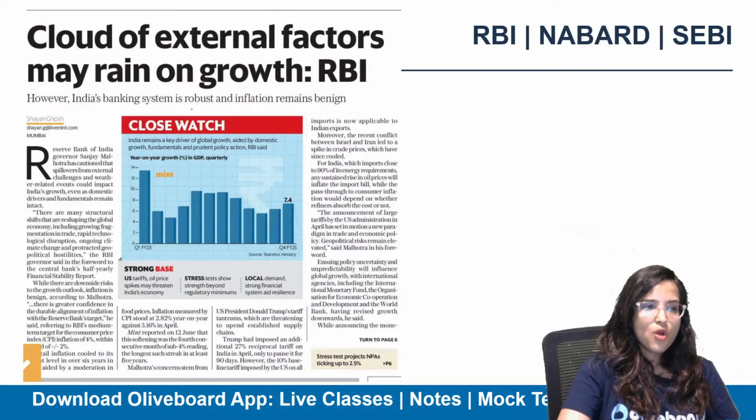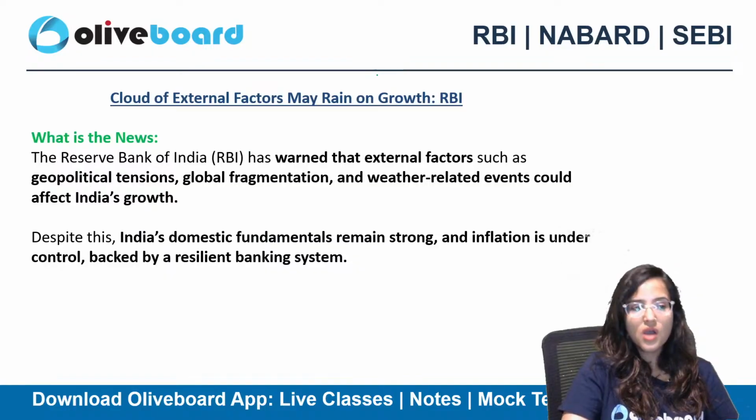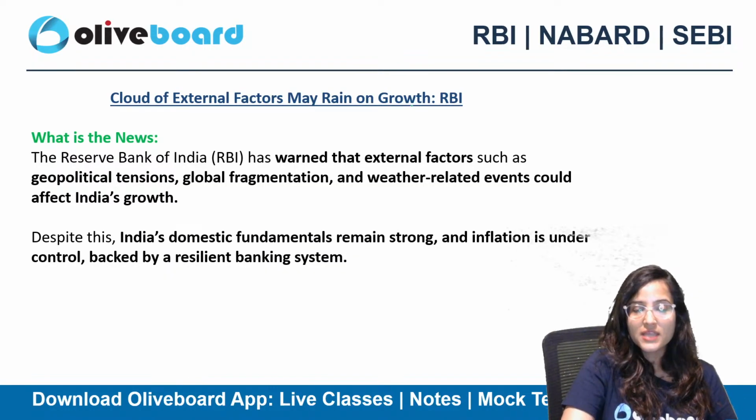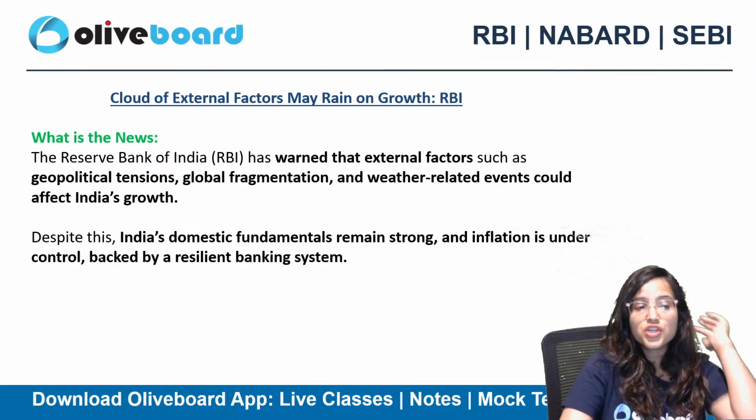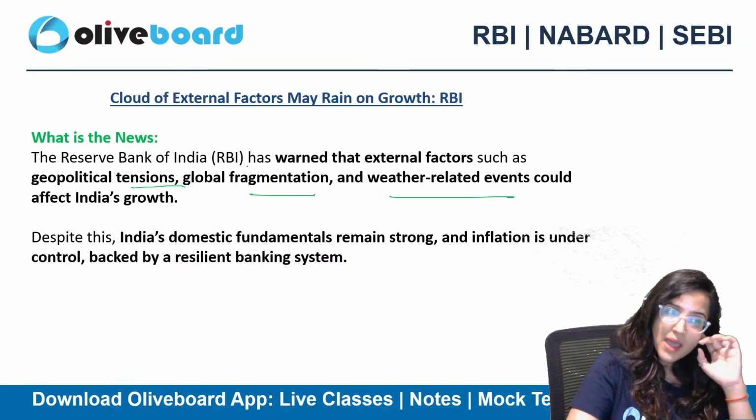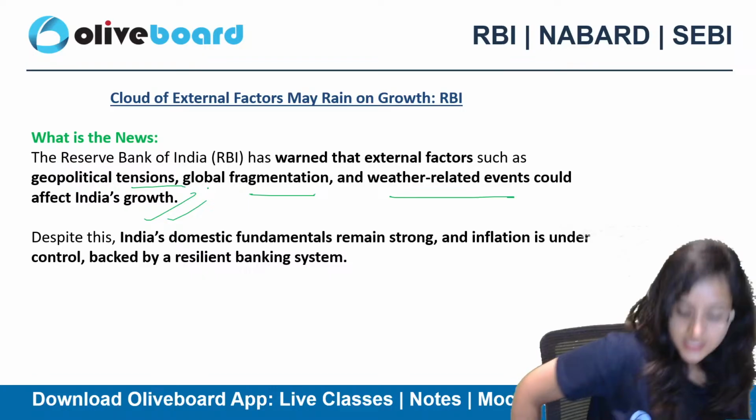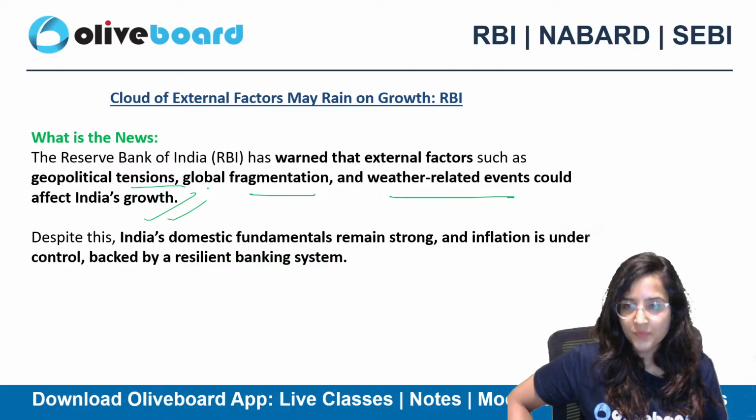Okay. Next important article we have over here. Cloud of external factors may rain on growth. This is according to RBI. So RBI has warned that external factors like geopolitical tensions, global fragmentation, weather-related events might affect India's growth. India might not remain as resilient as we are seeing as of now.